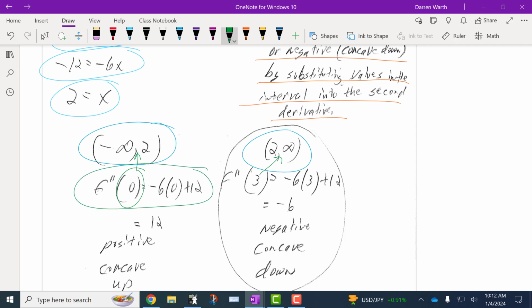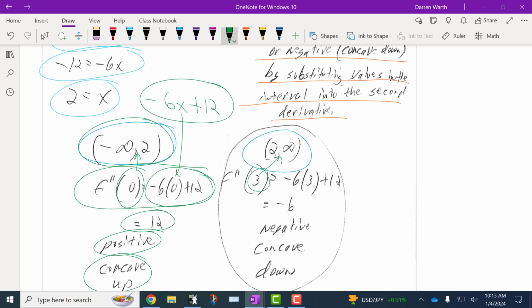Remember, your second derivative is negative 6x plus 12. When I put 0 in, I get negative 6 times 0 plus 12. That answer is 12, which is positive, so in that interval it is concave up. So from negative infinity to 2, it's concave up. Now I substitute in 3 into the second derivative, negative 6x plus 12. I get negative 6 times 3 plus 12, which is negative 18 plus 12, which is negative 6. That's negative, so it's concave down.